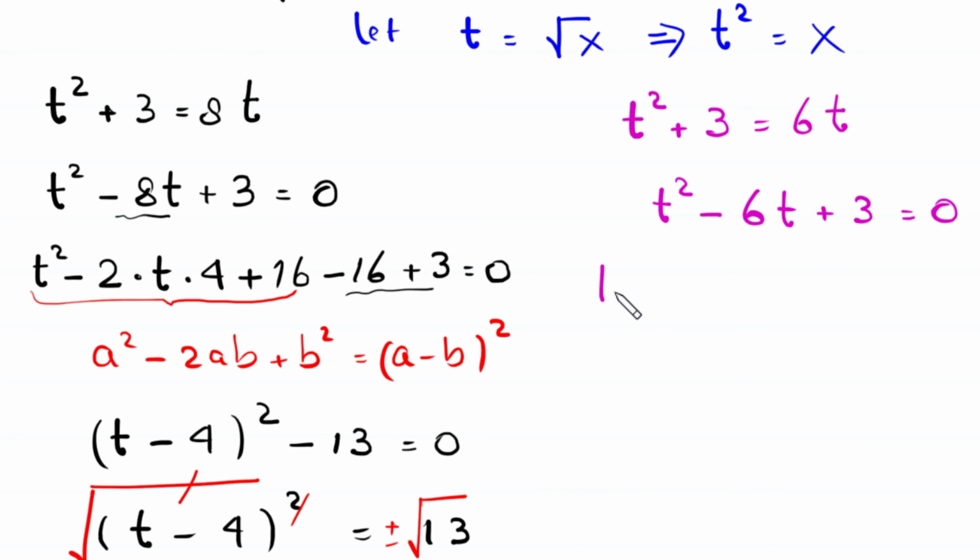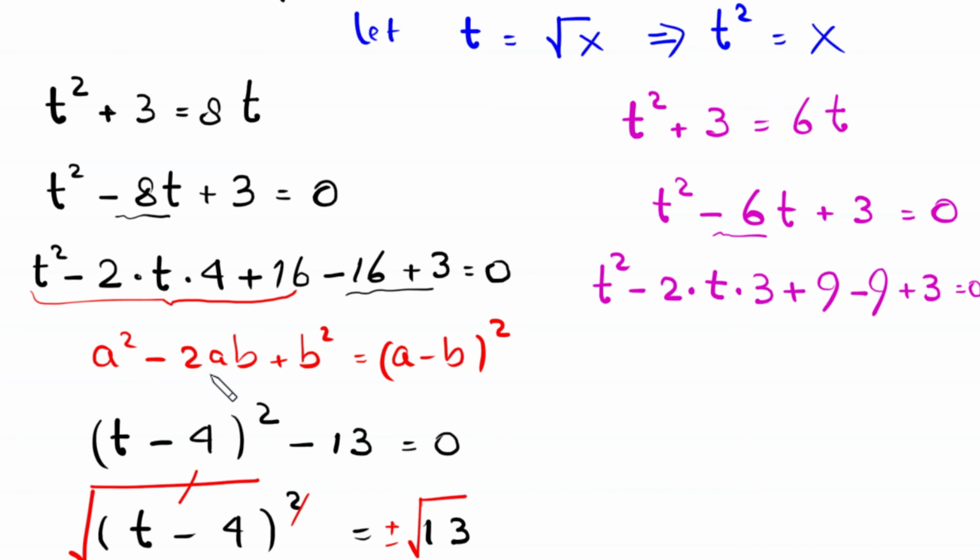We write this t squared and write this negative 6t as negative 2 times t times 3. To complete the square, we add here 3 squared. And 3 squared is 9. We also subtract 9 plus this 3 equal to 0.